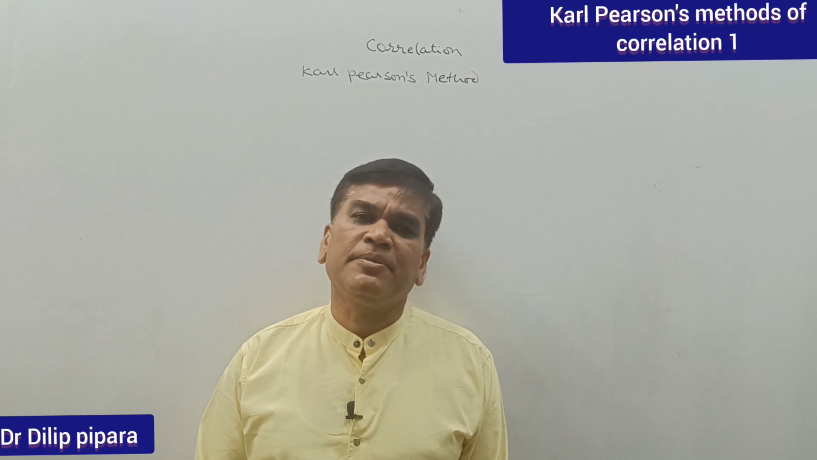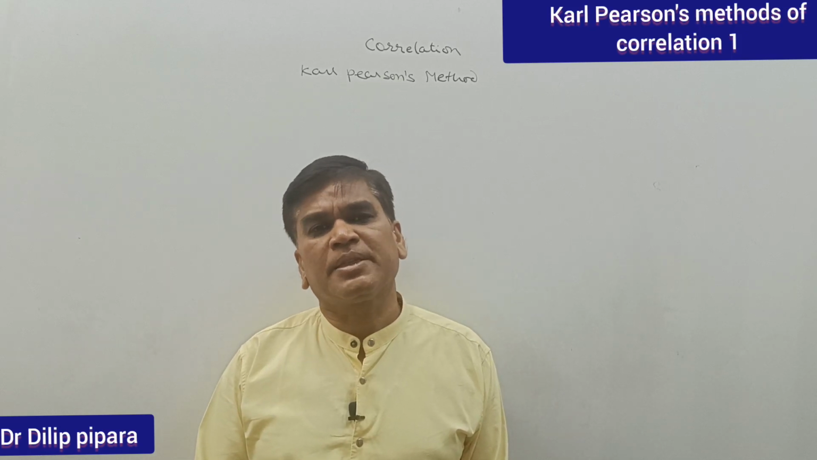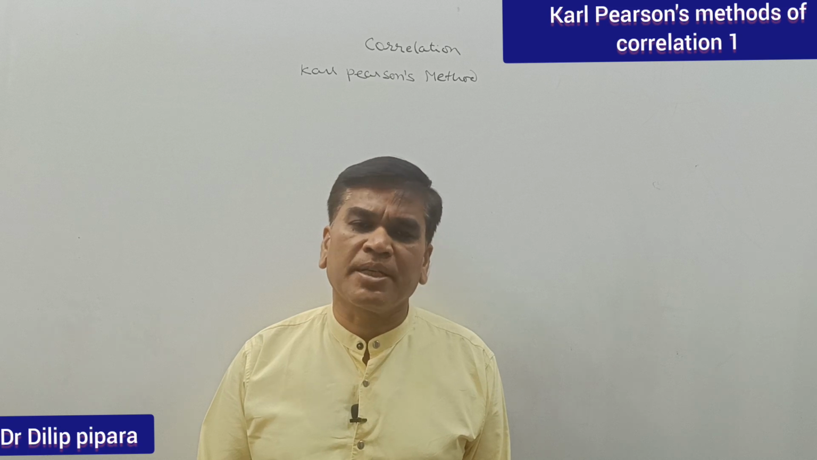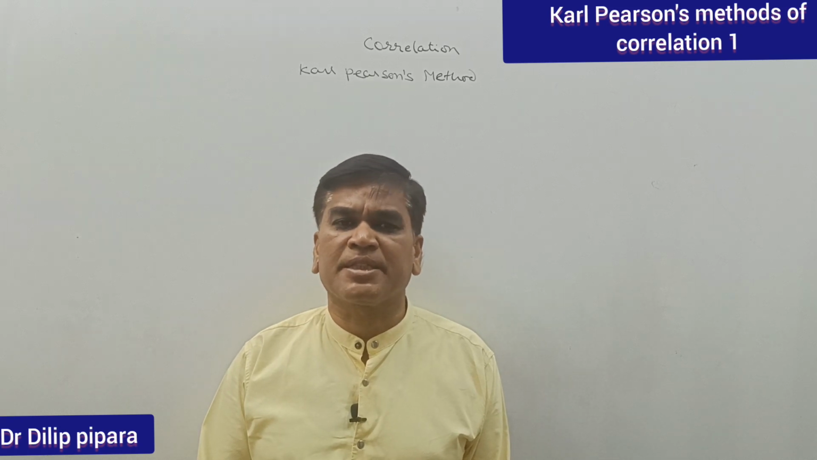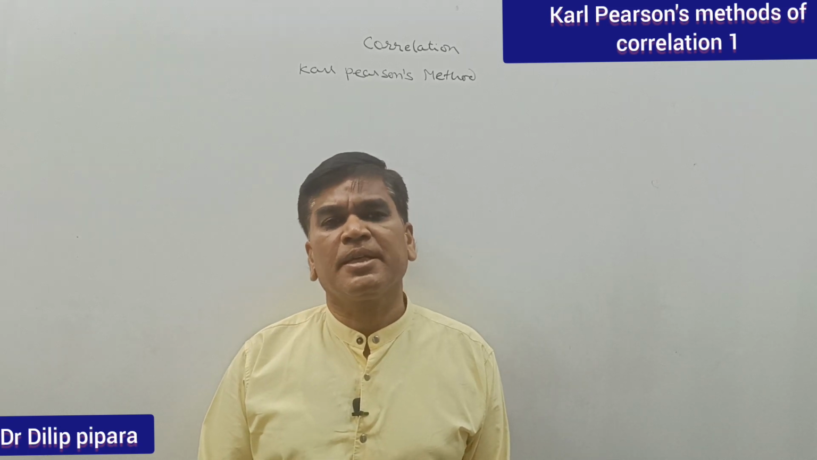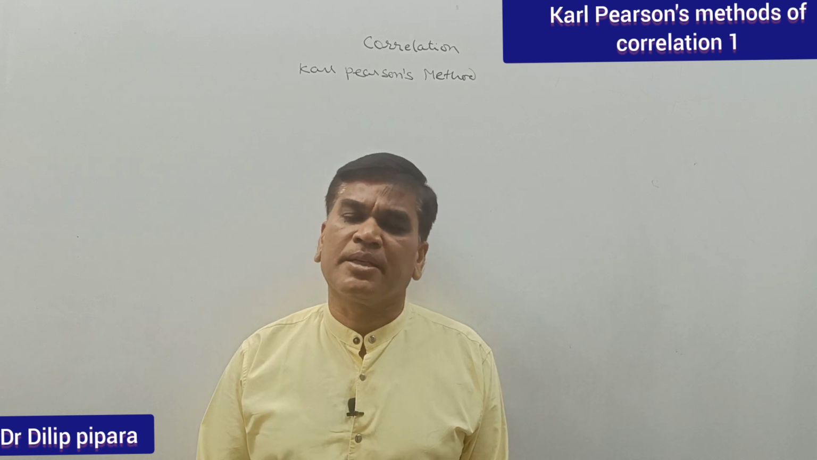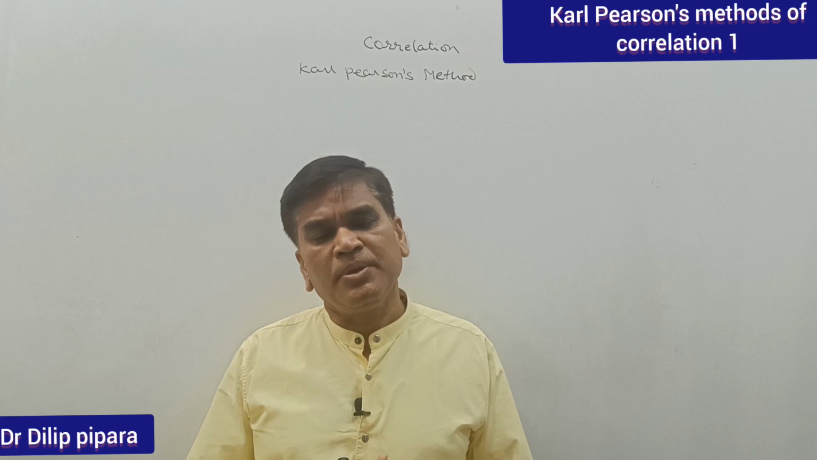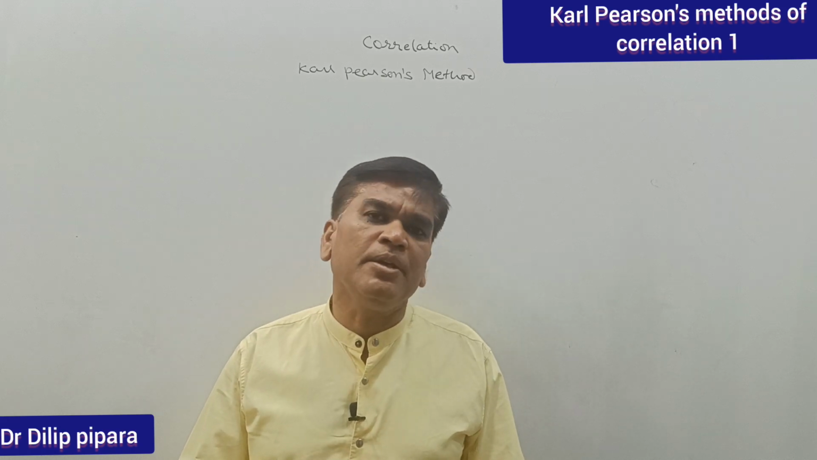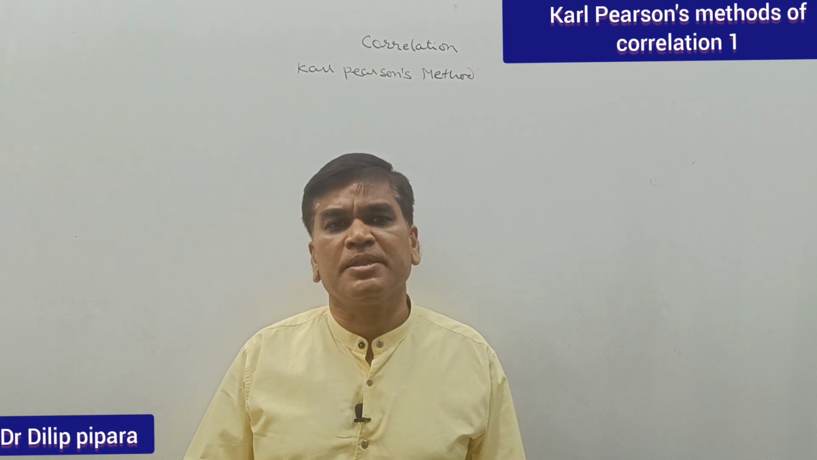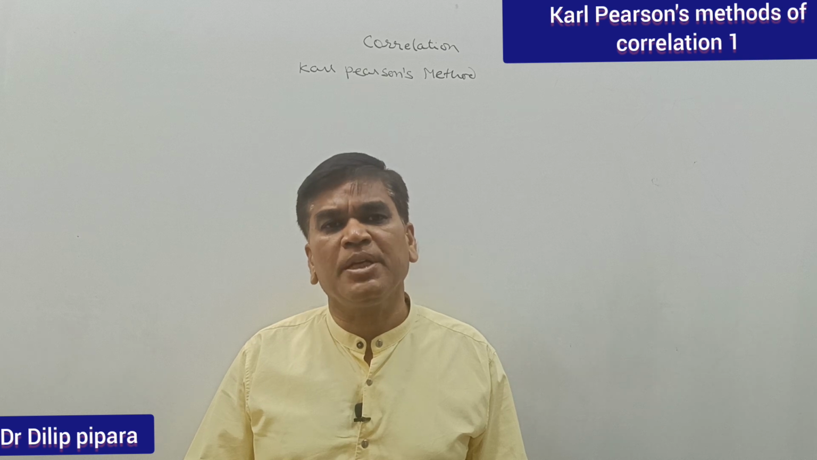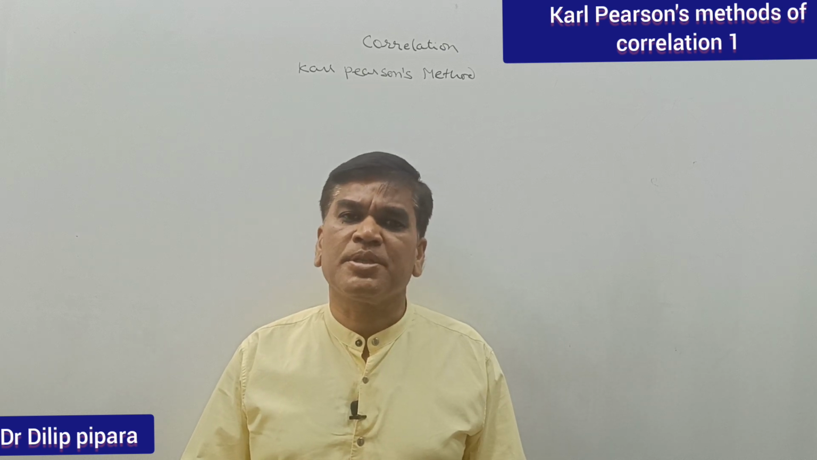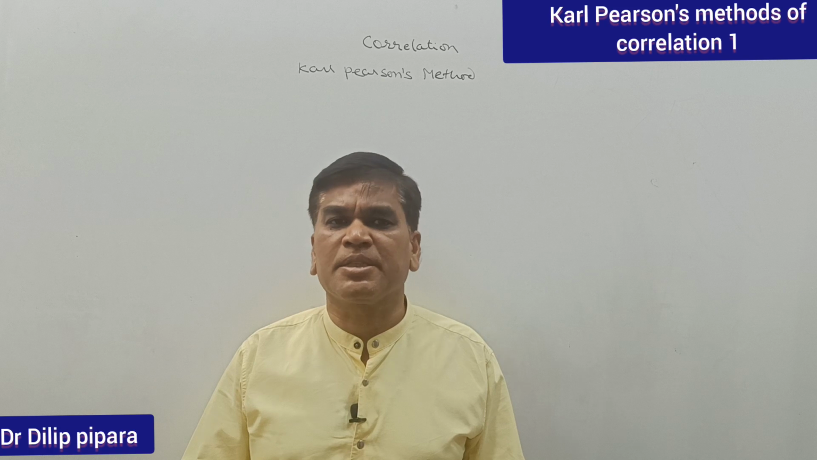In the correlation chapter, we have already discussed two methods of measuring correlation. First, the scatter diagram method, and second, the graphical method. In today's video, we will discuss a very important method of correlation. So many questions from this method come in the examination.